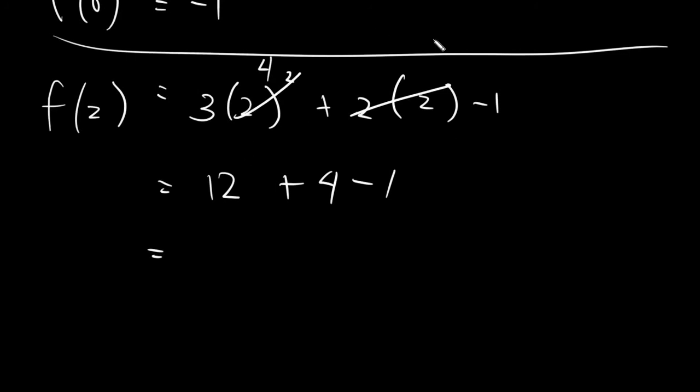Everything with x, we evaluate, and we do the MDAS thing, or I mean GEMDAS. Multiplication first. Then we have 12 plus 4 minus 1. The answer would be 16, minus 1, the answer is simply 15. So when it comes to the algebra of functions, it's just simply substitution.